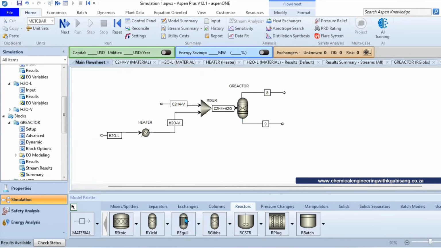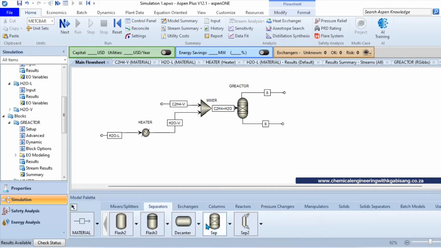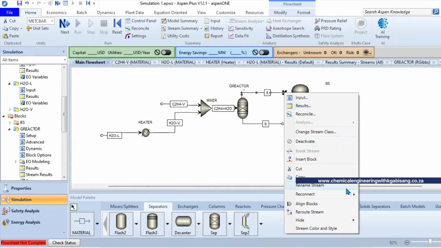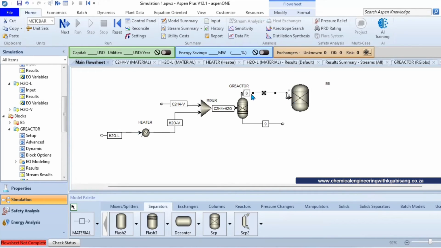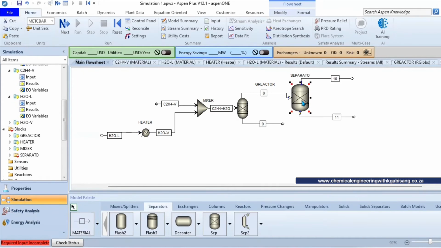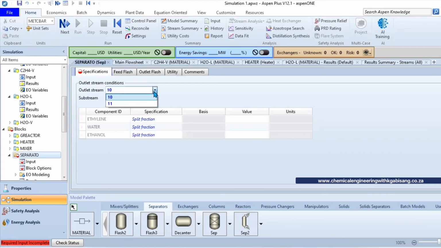Next step is to add our separator now. You'll notice that Aspen is different from DWSim. I also did the very same example on DWSim. Please check it out. On DWSim, you have to use your brain and think a lot. You have to think of the number of stages, the feed stage, you know, the temperature and pressure within your column. Whereas here on Aspen, you just define your outlet stream.